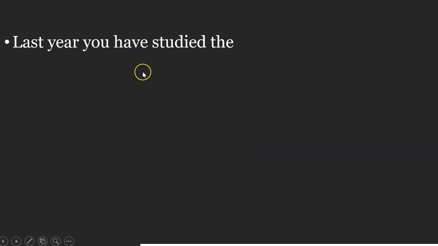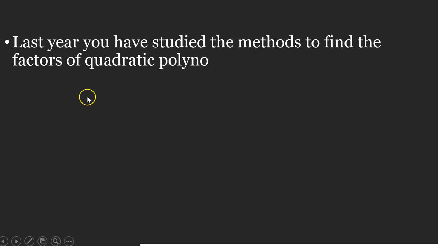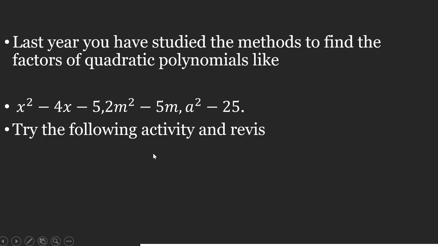Let's recall. Last year you have studied the methods to find the factors of quadratic polynomials like x square minus 4x minus 5, 2m square minus 5m, a square minus 25. या प्रकारच्या quadratic polynomialचे तुम्ही फॅक्टर्स लर्न केलेले आहेत. Now try the following activity and revise the same.